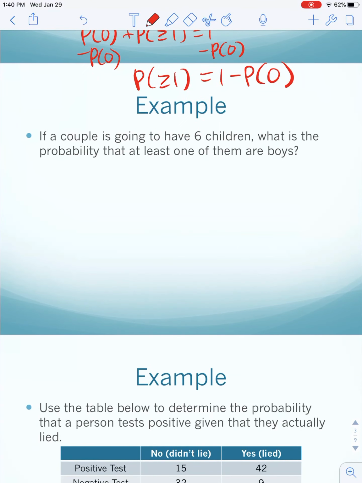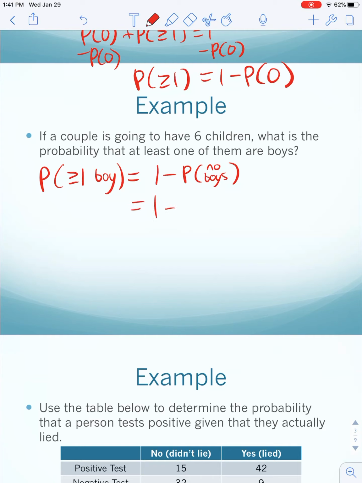So here's a problem. If a couple is going to have 6 children, what's the probability that at least one of them is a boy? So the probability of at least one boy. It would take us a while and be a little bit complicated to figure out the probability of 1 boy, 2 boys, 3 boys, 4 boys, 5 boys, all the way up to 6 boys. That would take us a little while. Instead, we're going to use this formula. We're going to do 1 minus the probability of no boys. None of them are boys. Well, that's still a complex situation.